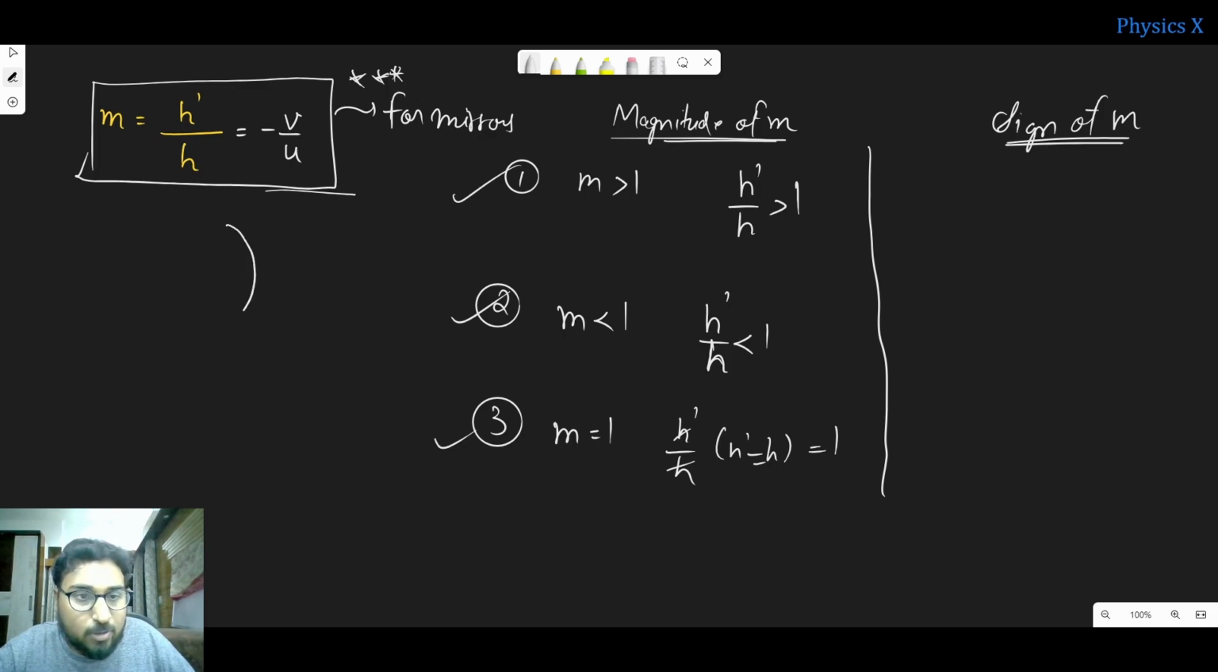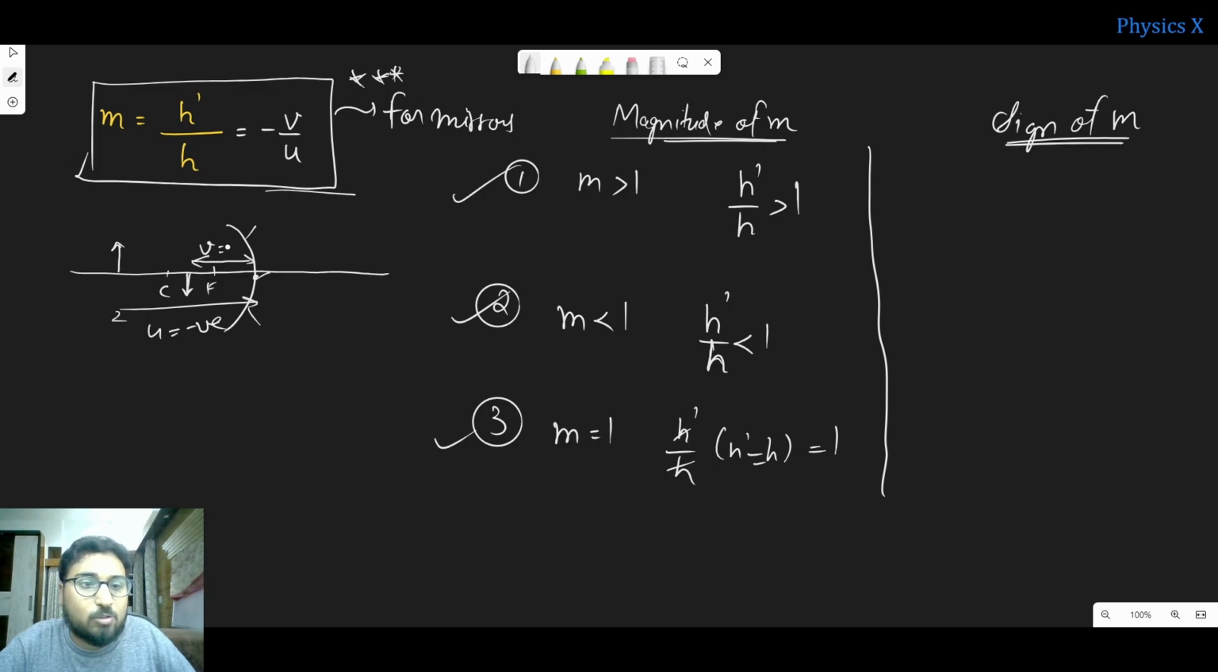Suppose let us consider a concave mirror. This is your pole and this is your principal axis. This is your focus point, this is your C. Somewhere if you put an object beyond C, the image was forming somewhere here. So in this case, U was negative, see here, U is negative, and this was your V. V is also negative. So U negative, V negative.